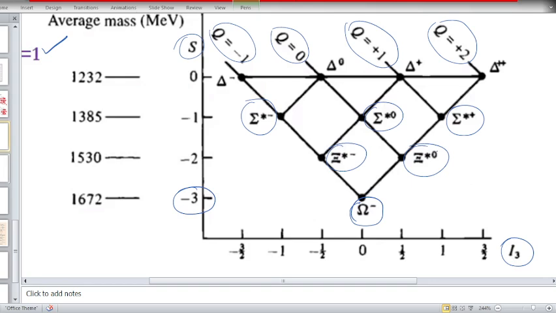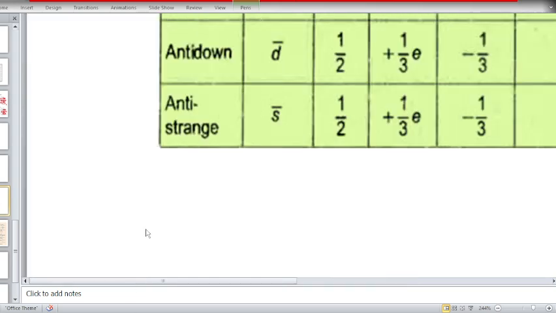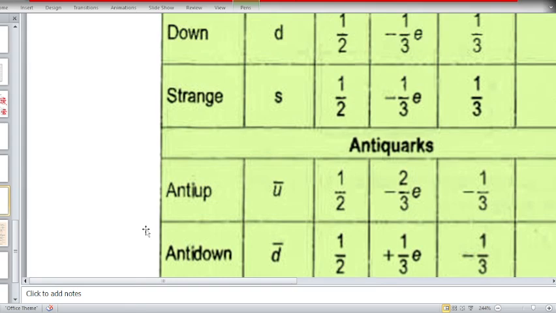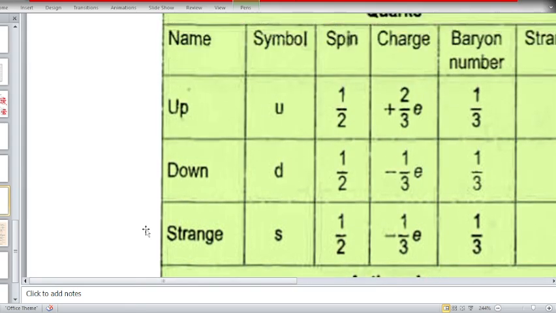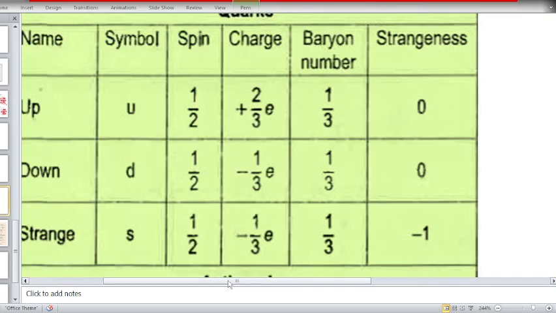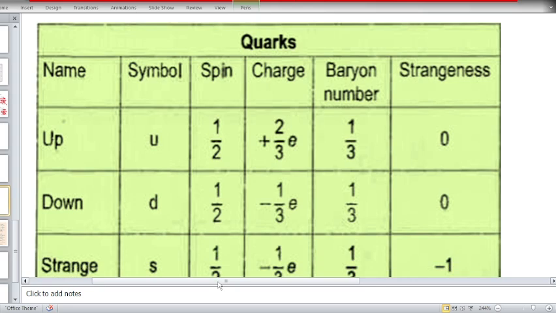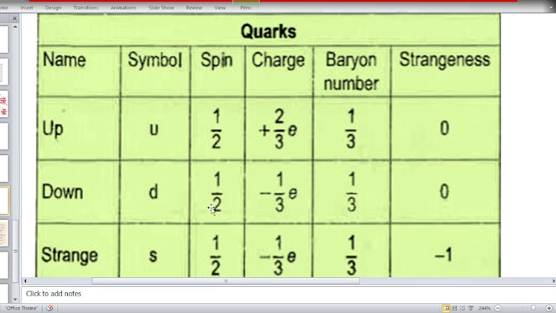Now we'll go to the quark model, and I think we should explain only the important portions of the quark model. I'm not going to explain all the theory. Basically, the quark model suggests that all the hadrons are made up of some more tiny, fundamental particles, which are the quarks.